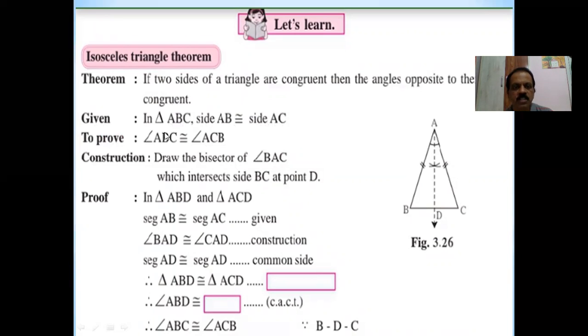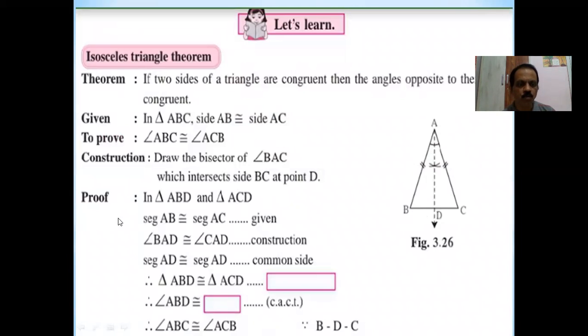For that purpose, we do a construction. Draw the bisector of angle BAC which intersects side BC at point D. That means the angle bisector of angle BAC, ray AD, will intersect BC at point D.